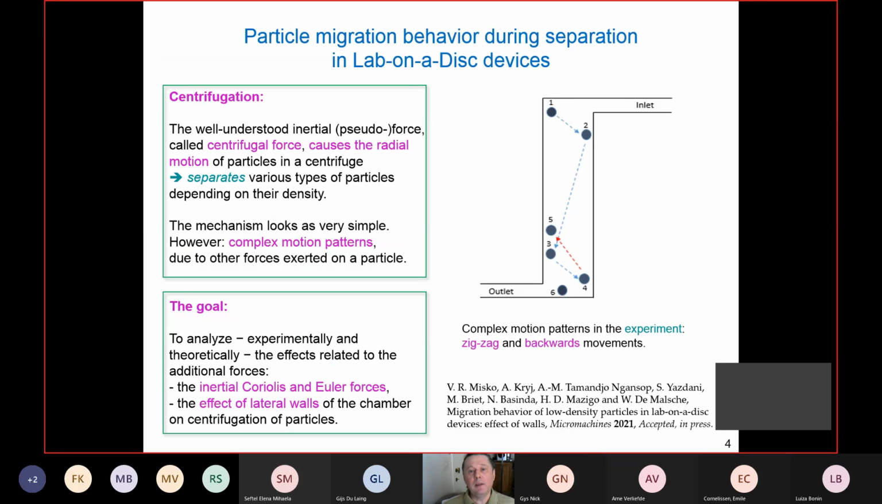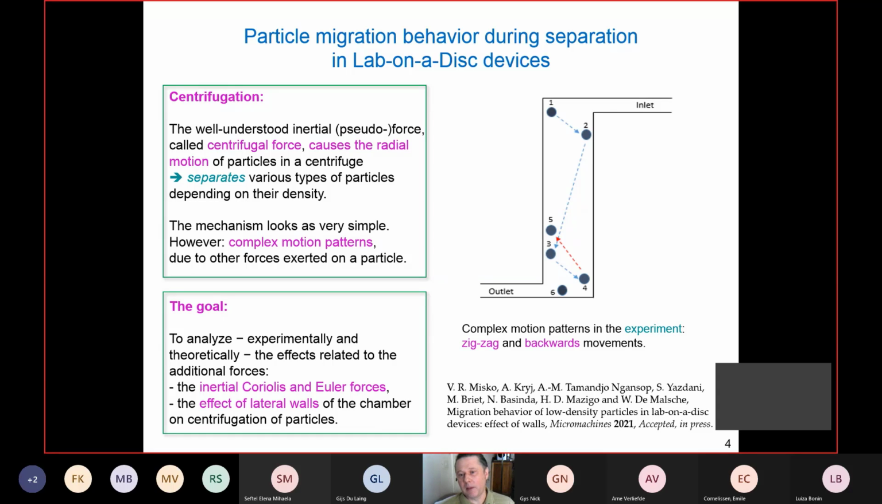So, we try to talk today not about the output of the devices, but mainly about what happens inside, to have a closer look inside the chamber of this platform. For centrifugation, the mechanism is very well understood. We have a centrifugal force which causes the radial motion of particles and could lead to their separation. But if you look at the chamber, taking consecutive pictures after some time, we can find something quite interesting, which is not in line with what we expect from just the centrifugal force.